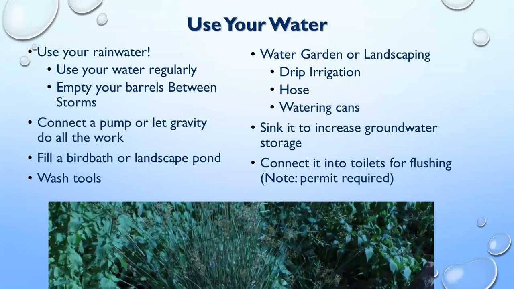You can connect it to a toilet for flushing, but you do actually need a permit to do this. And this is something you would have a contractor do for you. It's just another use for the rainwater. If you have a large enough system, that will use your water a lot faster than landscaping will. But it's an idea, especially if you really are invested in getting a larger system. It's easier if you're doing a new build for a new house, but it is possible to have a contractor set that up and you can get a permit to do that. Also, just like we said before, slow it, spread it, sink it.